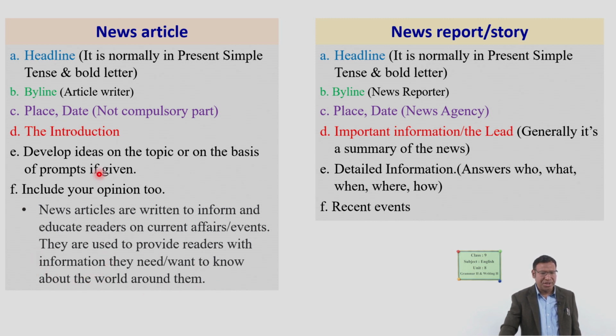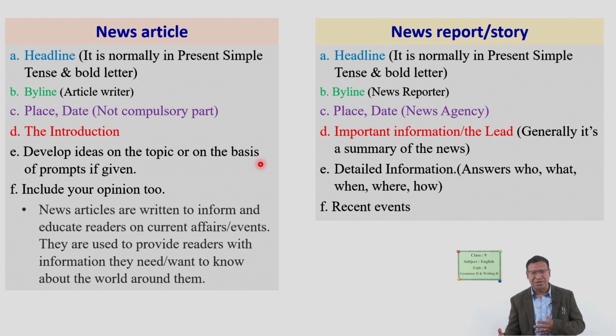So these news articles are basically about current affairs and current events, and they want to inform the readers. They want to give information about a lot of things around the world. Whereas news stories are basically the recent events, recent accidents, recent happenings, and they are shorter. News stories are shorter than news articles, though there is not a very good distinction between them.